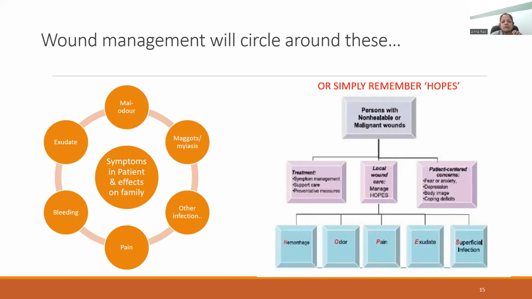Right? So we can remember how to manage the exudate, how to manage the odor, how to prevent maggots into the wound, other infection taking place into the wound, prevention of it, of course, management of the pain and bleeding. Right. So this is one thing we need to remember. So Hope's model is very nice. We can remember under different headings, okay, and identify the problem, the severity of it, and do the needful for the person.